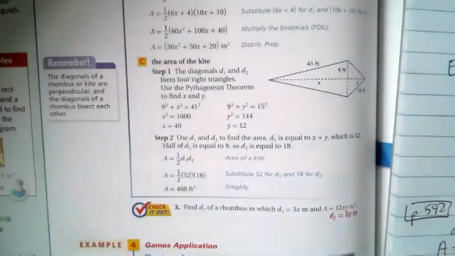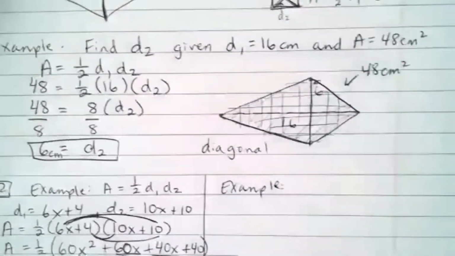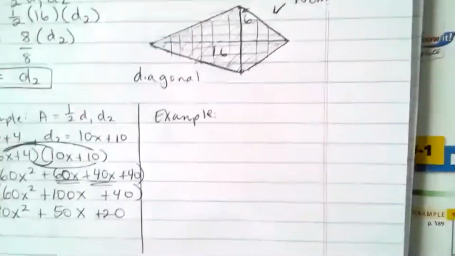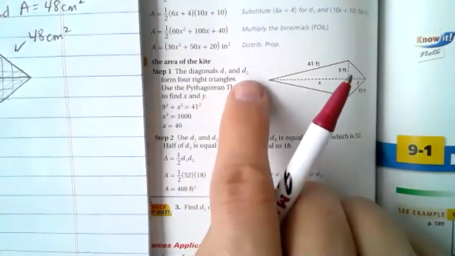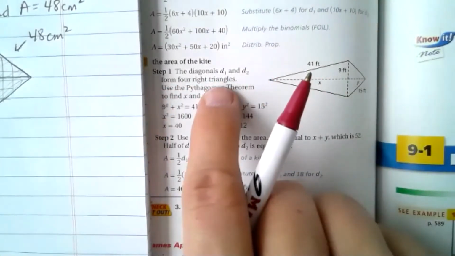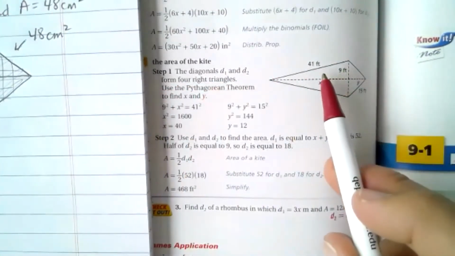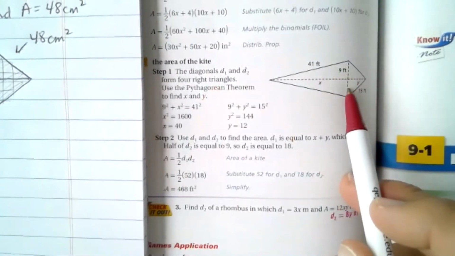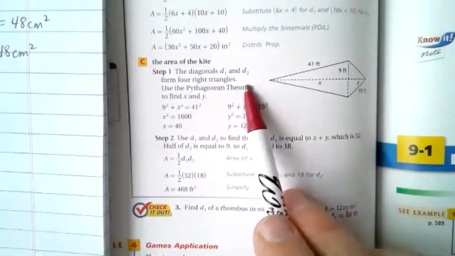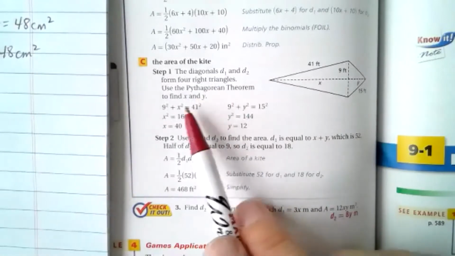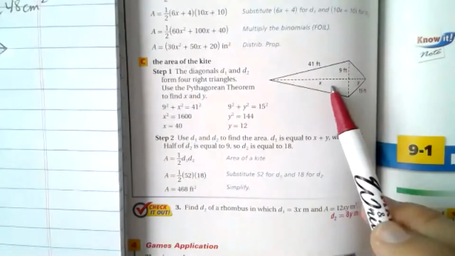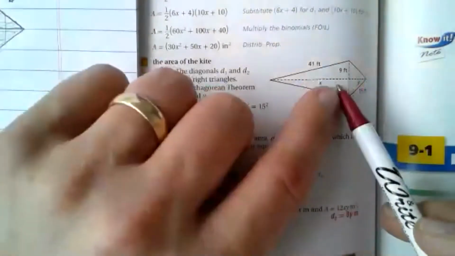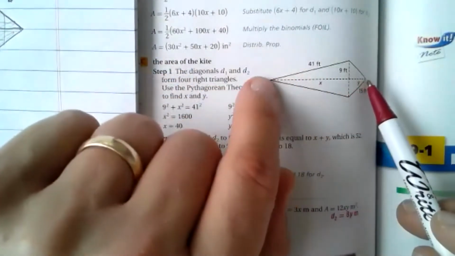So this next example is going to be a little more thought provoking, I guess. So let's look at the diagonals D1 and D2, which form 4 right angles. So if you'll notice, they're talking about 1, 2, 3, 4 right angles. And we're going to use the Pythagorean theorem to find x and y. So what does that mean? So what do they mean by x and y? So if you look here, this x and this y all add up to make this long diagonal right here, okay?